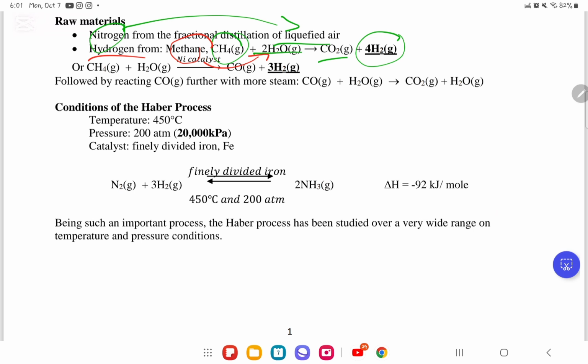Now this is with a catalyst. Here they're telling us no catalyst, meaning without a catalyst, it will be CH4 gas plus H2O gas gives us CO gas plus 3H2 gas. Please memorize them, very, very important.